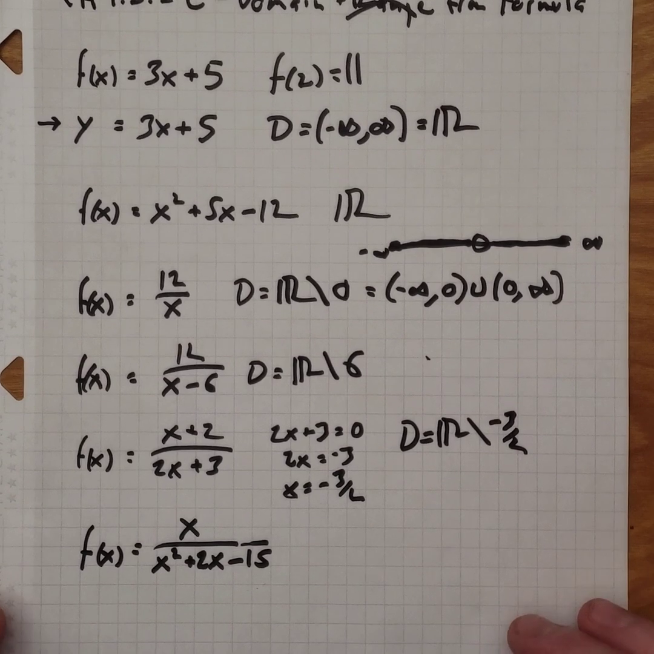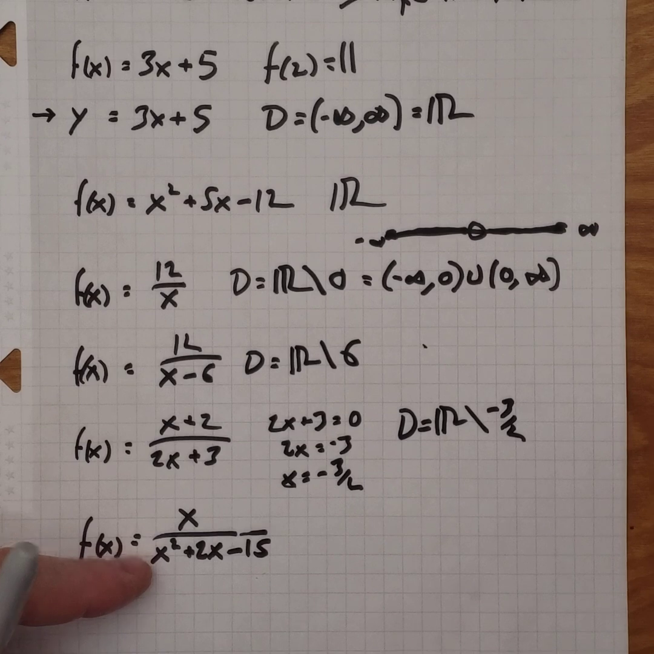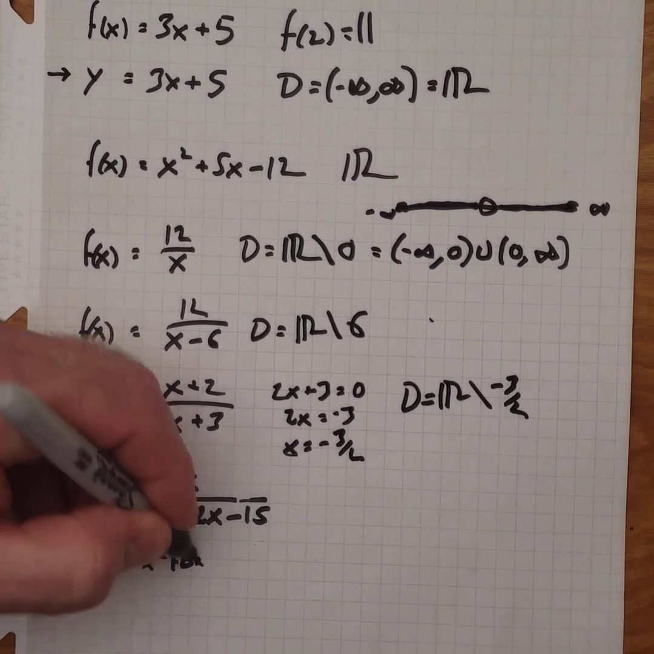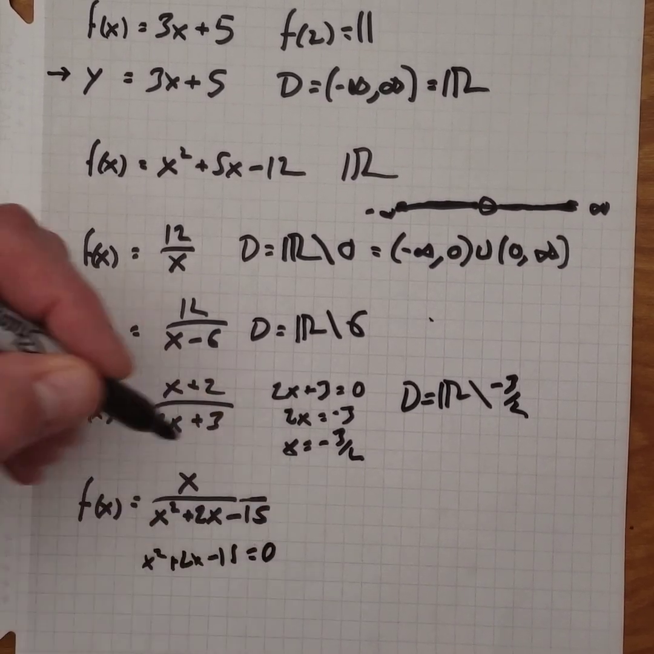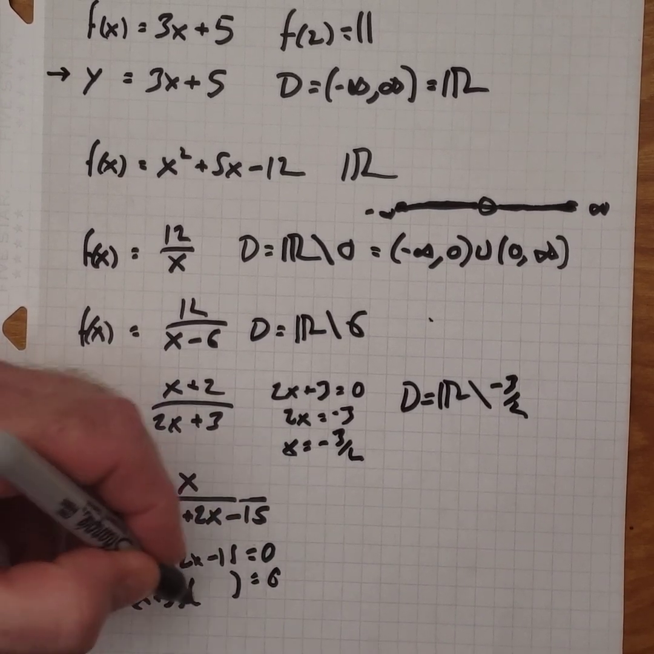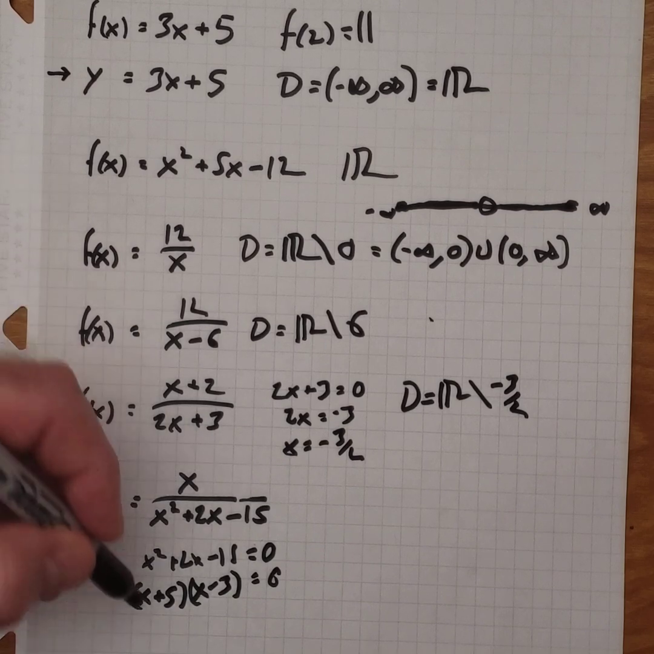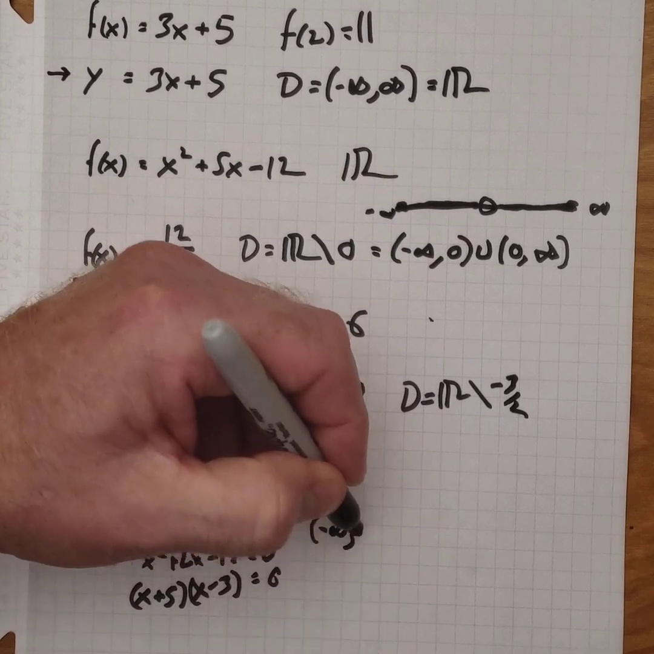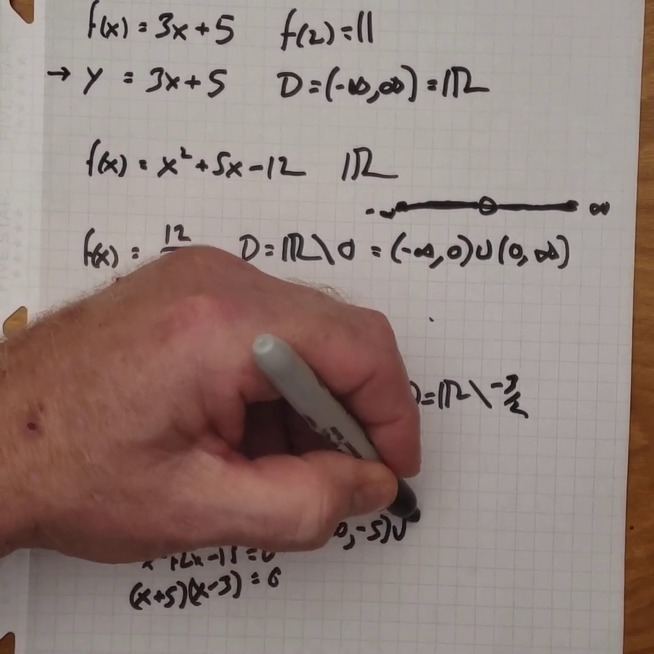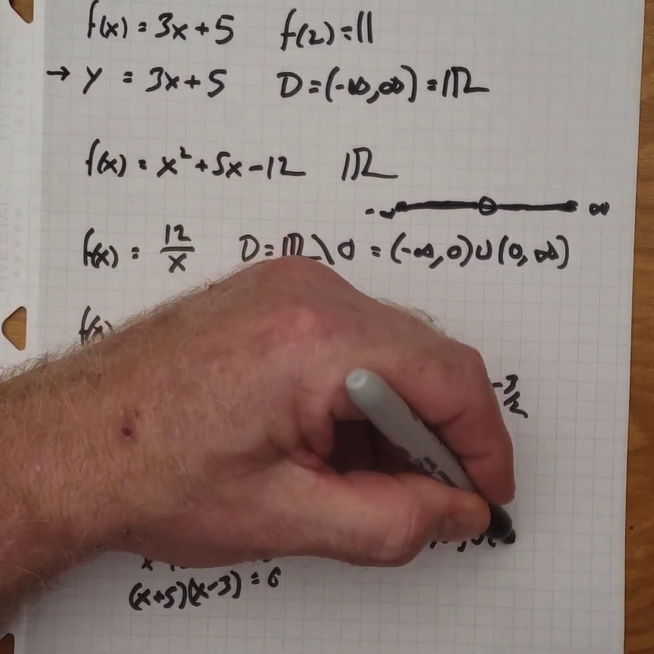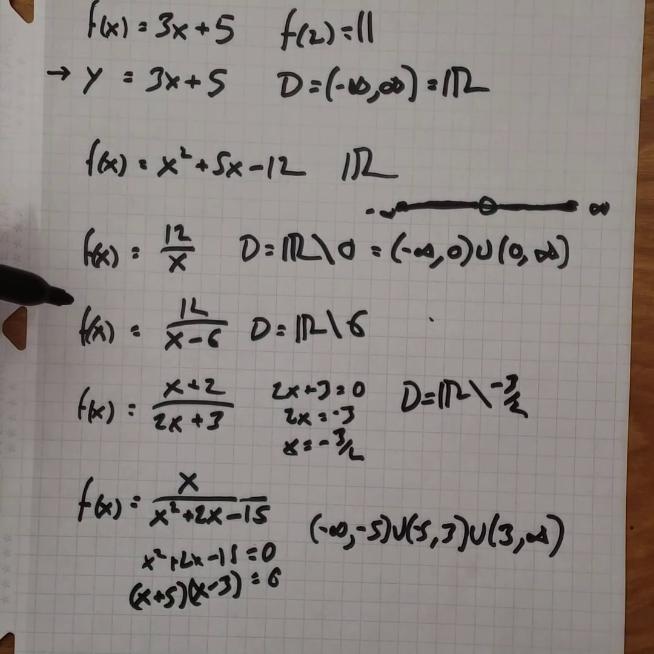Now, if I was evil when I put together the MyMathLab assignment, you might run into one like this where you actually have to solve a quadratic for that denominator. x squared plus 2x minus 15 equals 0, and that factors to x plus 5, x minus 3. So x can't be negative 5 and x can't be positive 3, so you'll end up with negative infinity to negative 5, not including, negative 5 to 3, not including, and then 3 to infinity, not including.